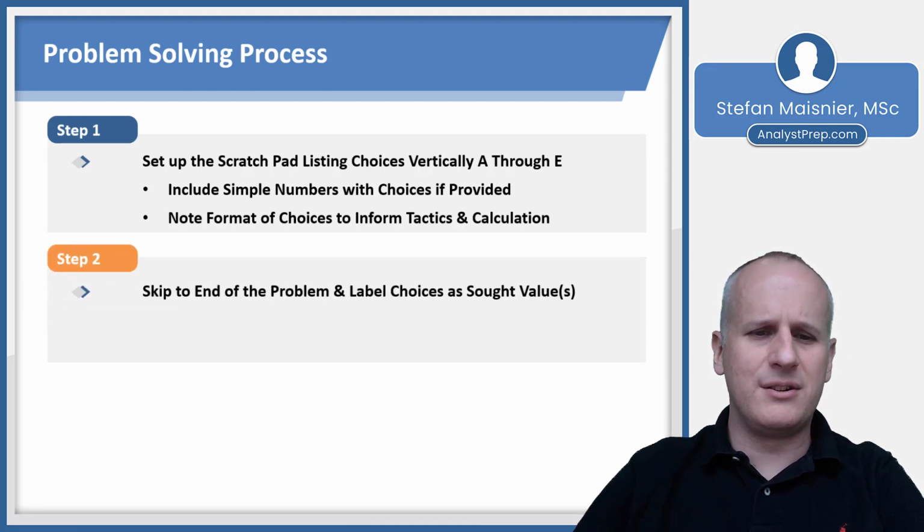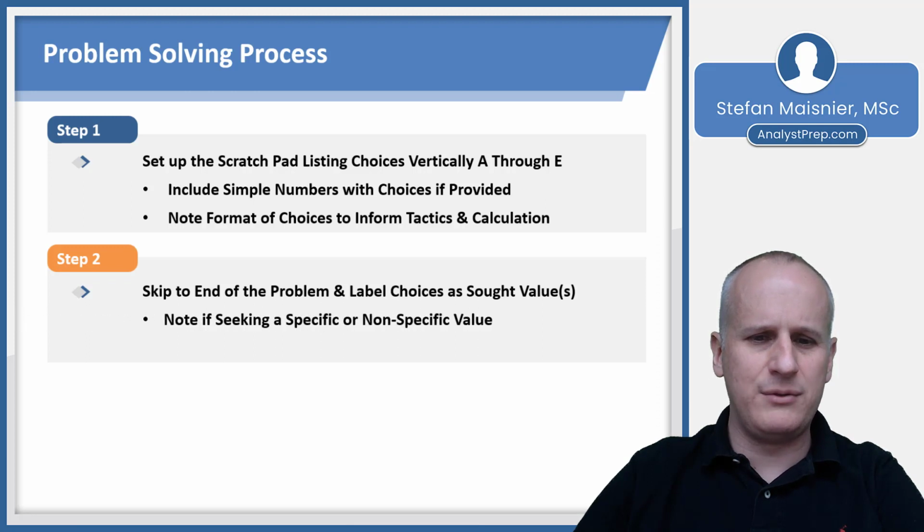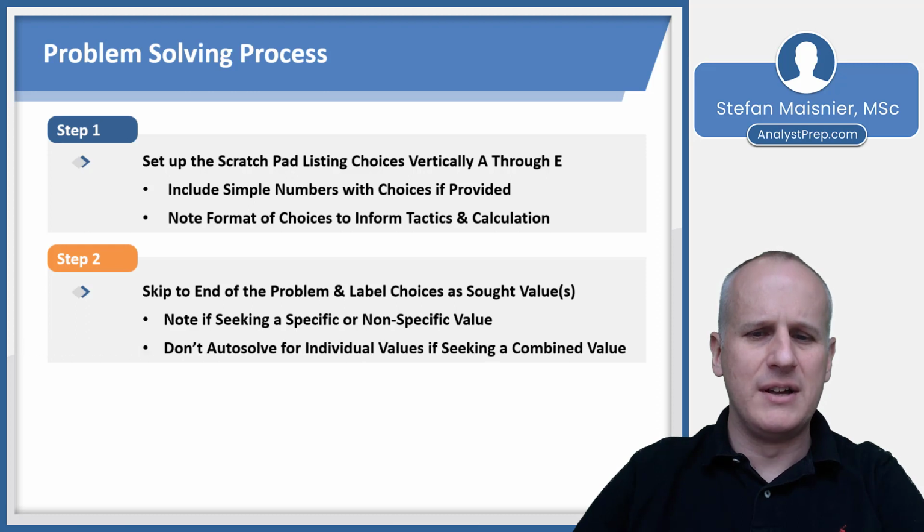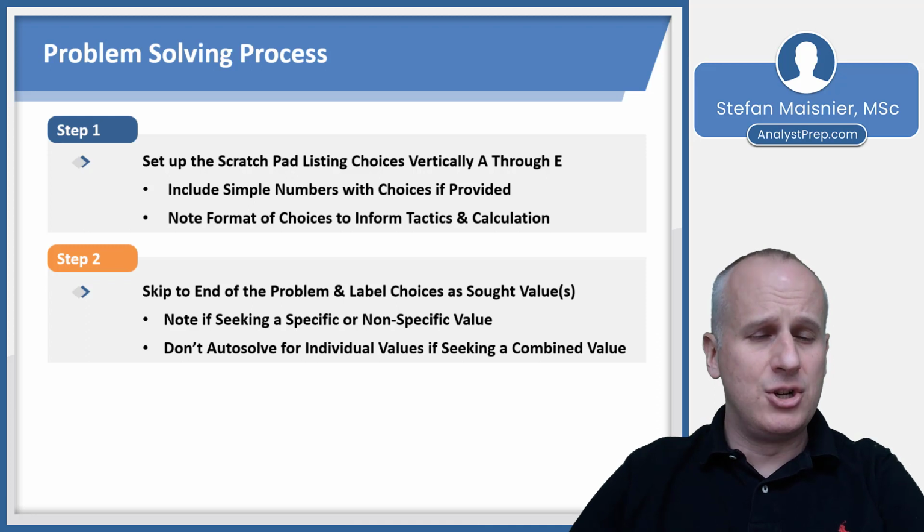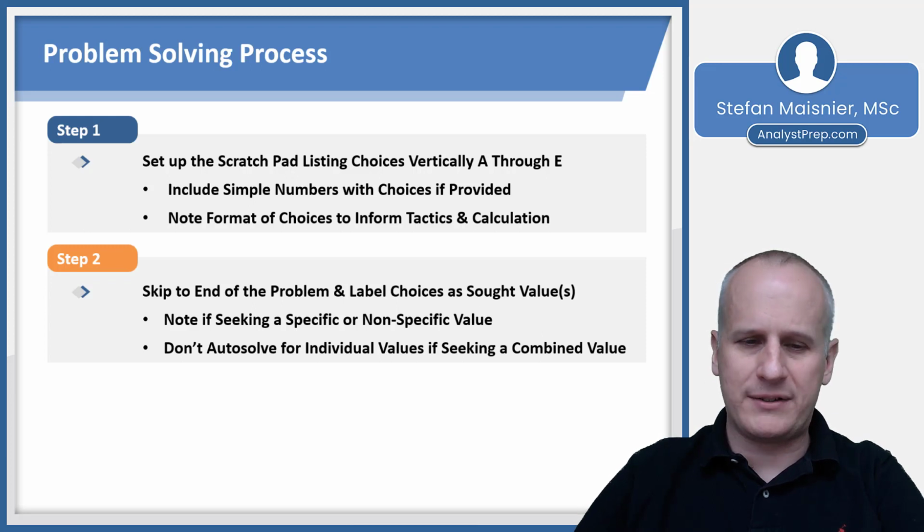Step 2 is you're going to want to skip to the end of the problem and label the choices as the sought value or values. You want to note if you're seeking a specific or non-specific value. And you need to beware of what I like to call auto-solving for individual values, because if they're asking you for what is the answer to 6x plus y, don't unnecessarily solve for x and y individually. See if there's a savvy way to get to 6x plus y directly.